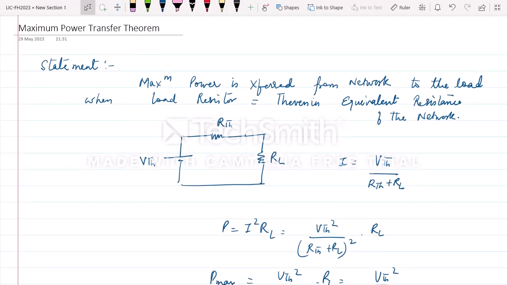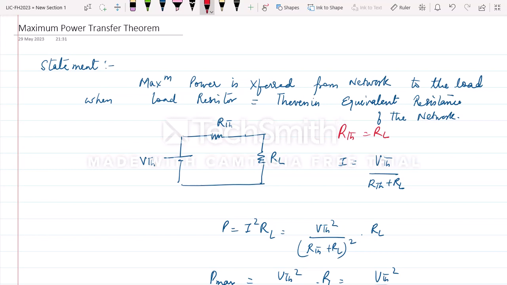Hello students. So in this video we are going to study the maximum power transfer theorem. The statement is: maximum power is transferred from the network to the load when the load resistance equals the Thevenin equivalent resistance of the network, that is RTH equals RL. When RTH equals RL, the maximum power will be transferred from the network to the load.